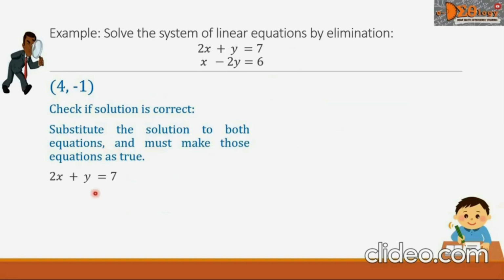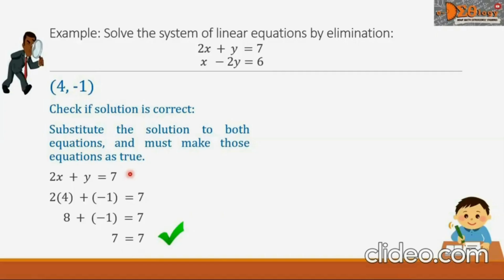Let us take the first equation, 2x plus y equals 7. Let us substitute the 4 into the x and the negative 1 to y. So we have now 2 times 4 plus negative 1 must be equal to 7. 2 times 4 is 8 plus the negative 1 equals 7. 8 plus negative 1 is 7 and equal to the right side, which is 7 also. So the (4, negative 1) makes the first equation true.